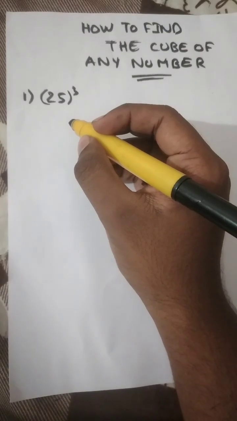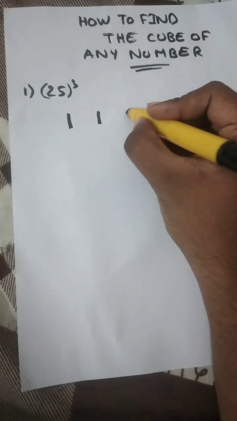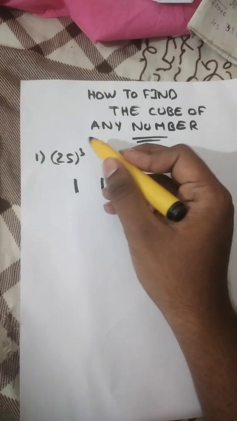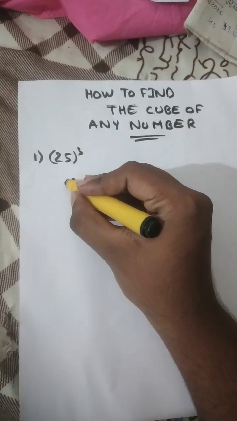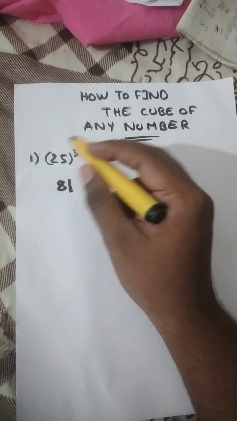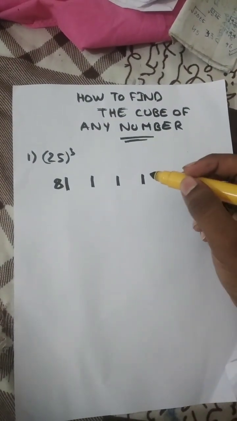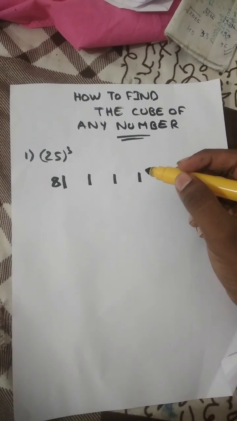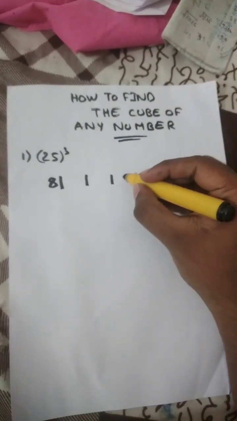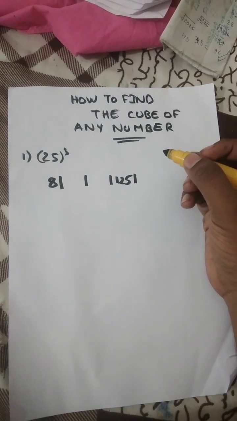The first step is to draw four lines like this: 1, 2, 3 and 4. Then the next step is to write the cube of 2. The cube of 2 would be 8. In the first column you want to write the cube of the first digit, so 2 cubed is 8, we all know that. And in the last column we would write the cube of 5. The cube of 5 would be 125.